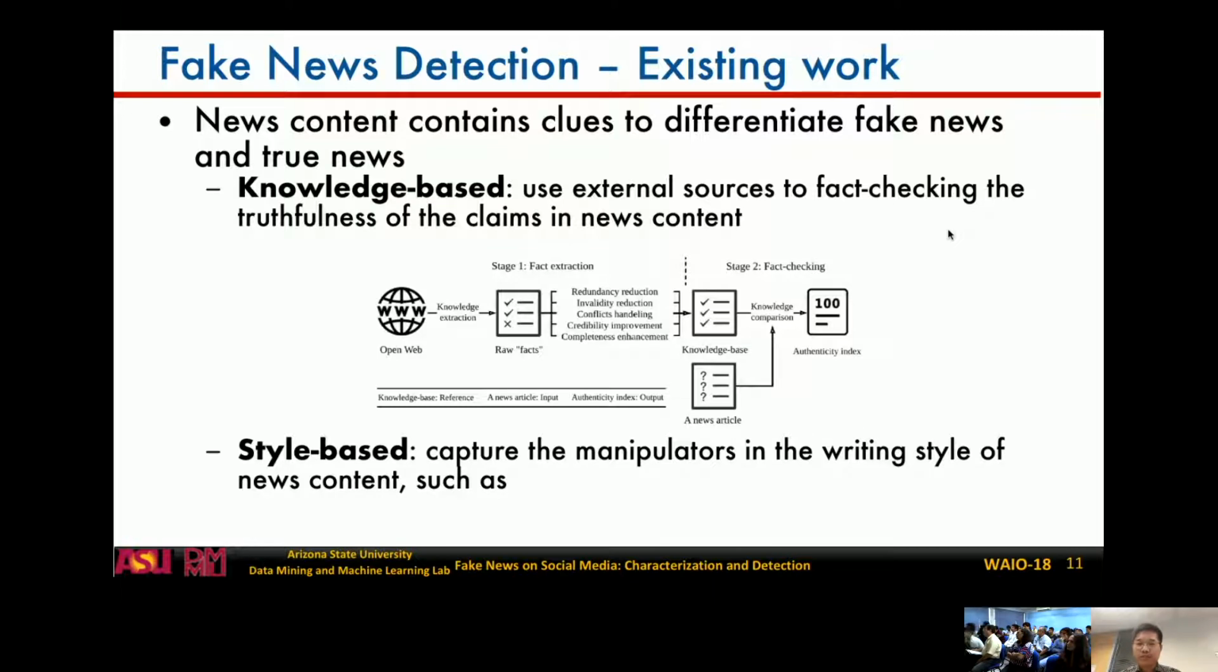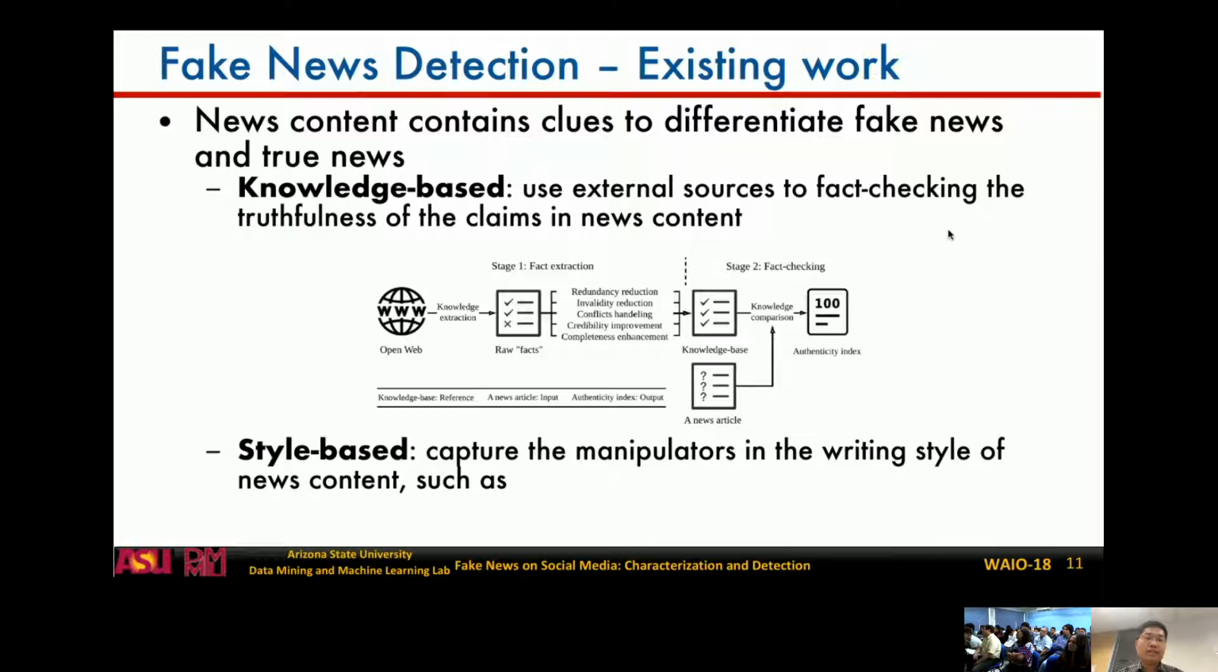You can look at this figure. On the left side, they try to extract facts from websites or sources like Wikipedia, these web pages. Then after they have these facts, they use them as a knowledge base that can support their checking of newly coming news, to see whether the news is fake or not. That's basically the idea of using knowledge-based algorithms to detect fake news. But there's an issue I will talk about next.